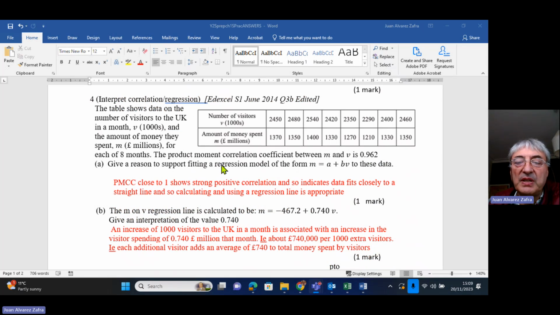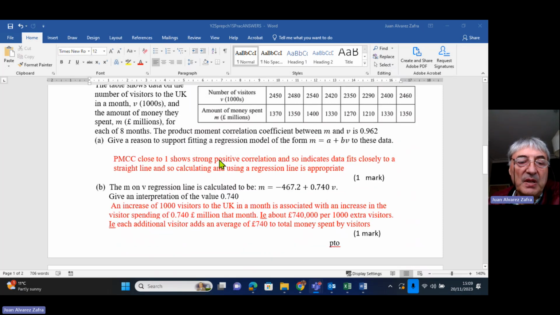Give a reason to support fitting a linear regression model of the form M equals A plus BV to this data. Well, a correlation coefficient of 0.962 is pretty close to 1, which indicates that the data lies pretty close to a straight line. In this case, because it's close to +1, it is a straight line with a positive gradient.